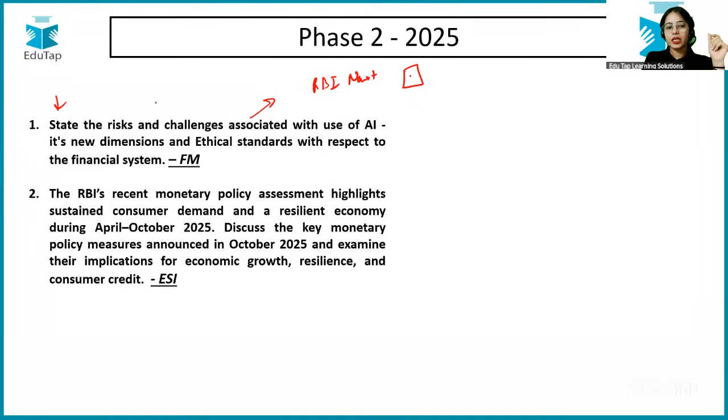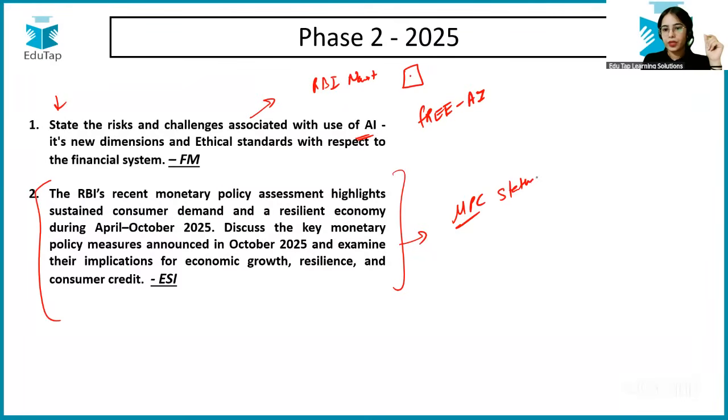In the FM, there was a question about the AI that was from the FREE-AI report. Another question here you can see, this is the question that came from the Monetary Policy Committee statement, okay, from your RBI website. So in the phase 2, there were 2 descriptive questions from the RBI website.